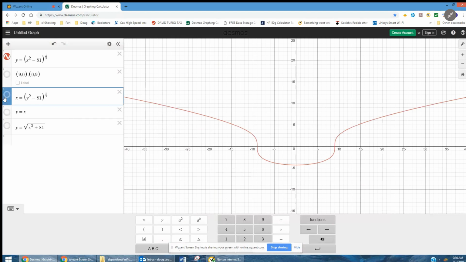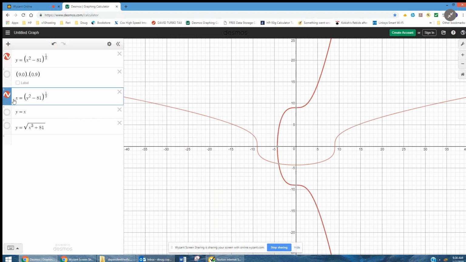If I graph the inverse function as defined here, and by the way, that's how we're going to start doing this back on Wyzant, is interchange the x and the y. And if I plot the point (9, 0), let me do it this way first. (9, 0) is on the graph of the original function. That means the point (0, 9) should be on the inverse function. And if I highlight the inverse function, (0, 9) indeed is on the inverse function, but so is (0, -9).